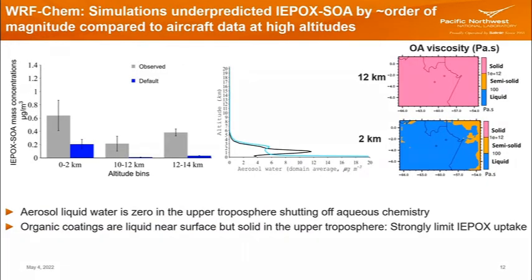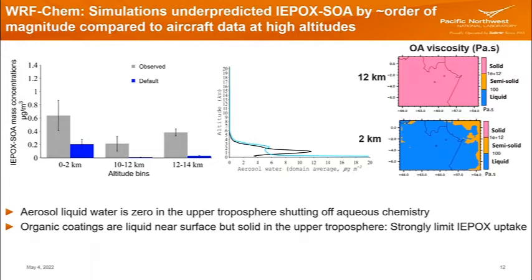Okay, so now going back to the WRF-Chem simulations. I started this work about a couple of years ago. Here on the leftmost, I'm showing three altitude ranges, because in the middle troposphere the aerosol concentrations were very low, so we are only focusing on near surface and upper troposphere. If you look at 0 to 2 kilometers, the y-axis is IEPOX SOA mass concentration averaged across a given flight. Between observed and default in blue, you get a factor of 2 or 3 difference.